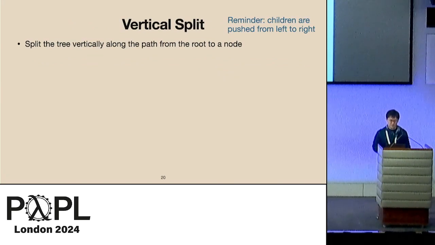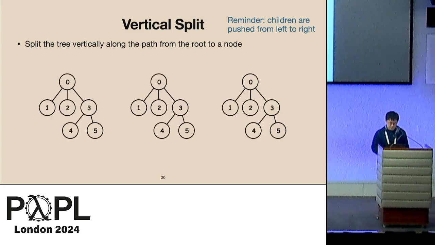And for tree splitting, let me first introduce its definition. In this paper, we consider splitting the tree vertically. Given a node in the tree, we can split the tree vertically into two parts along the path from root to that node. And here, I will give some examples.